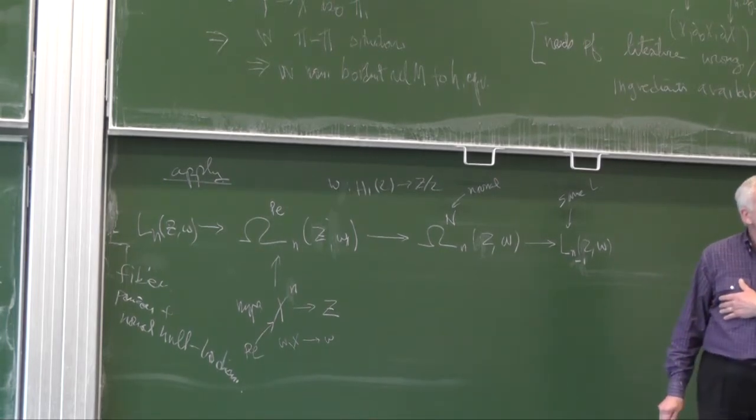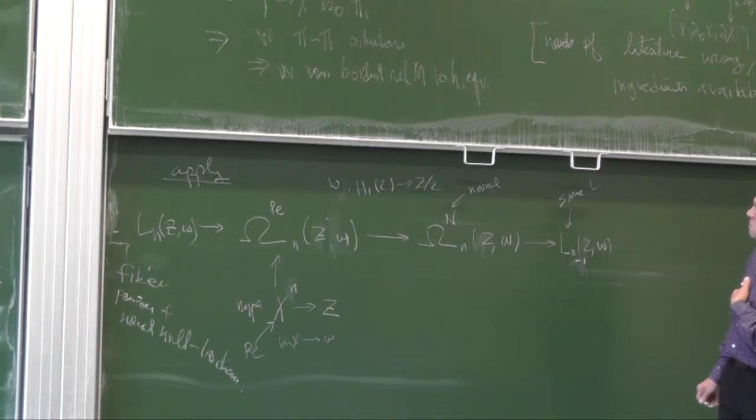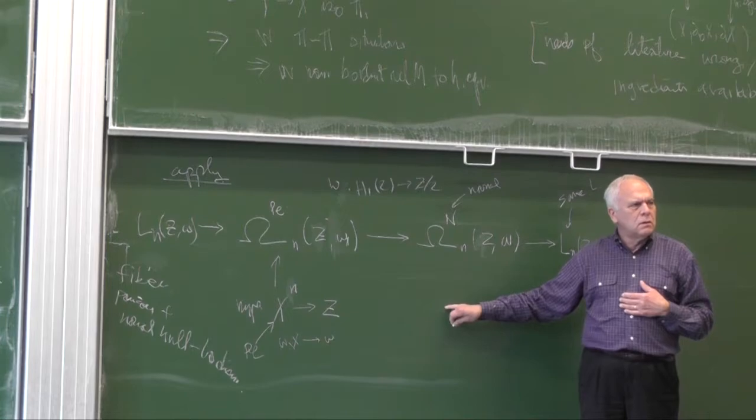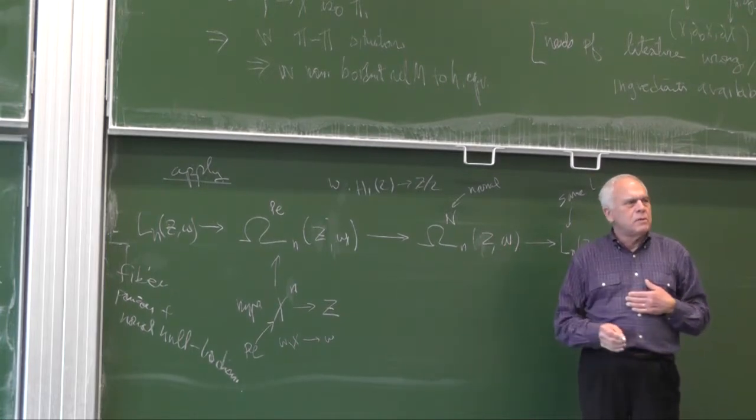Frank, does the W play any role in the normal space equation? Well, remember, a normal space is a space together with a bundle. Oh, okay. And this specifies the W1 of the bundle.